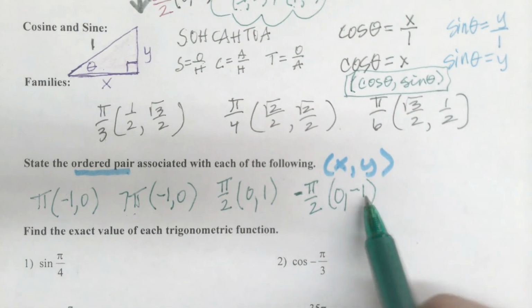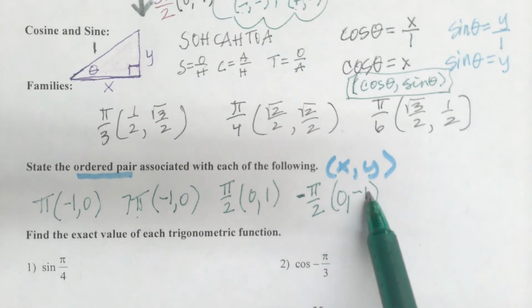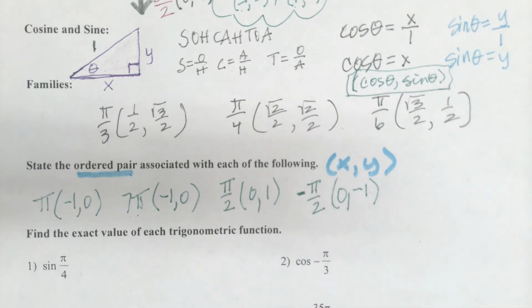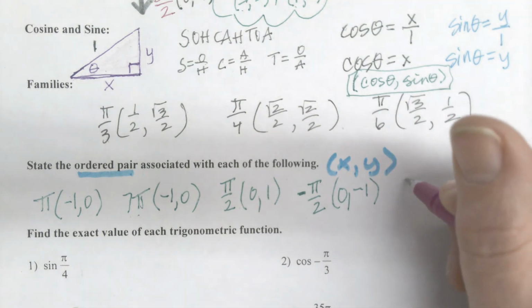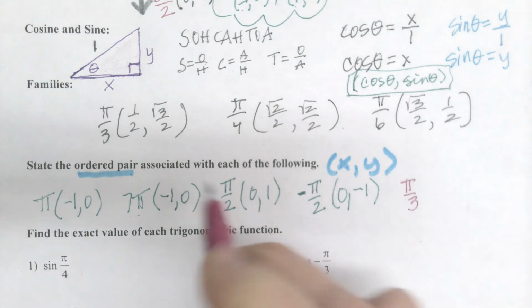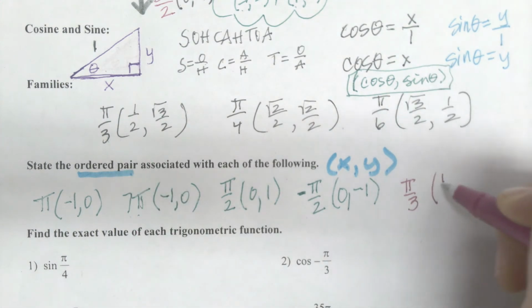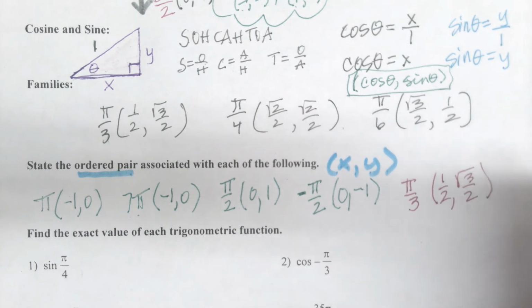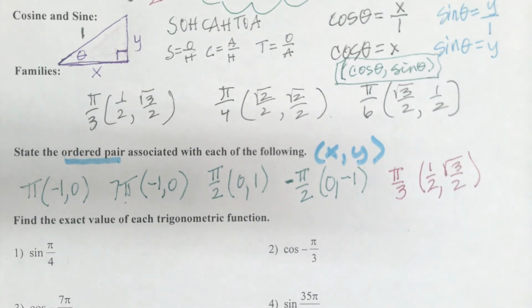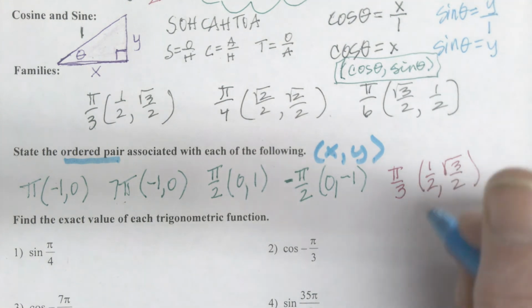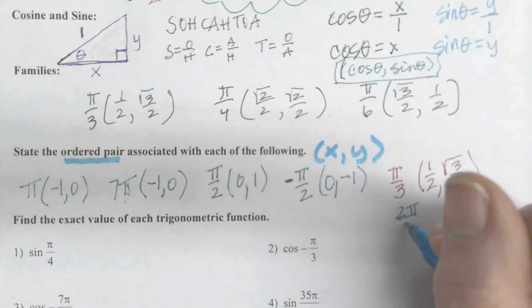So 0, negative 1 is the ordered pair associated with negative pi over 2. I can do that with the families as well. What's the ordered pair associated with pi over 3? Well, we already found that. That's 1/2, comma, square root of 3 over 2. What's the ordered pair associated with 2 pi over 3?